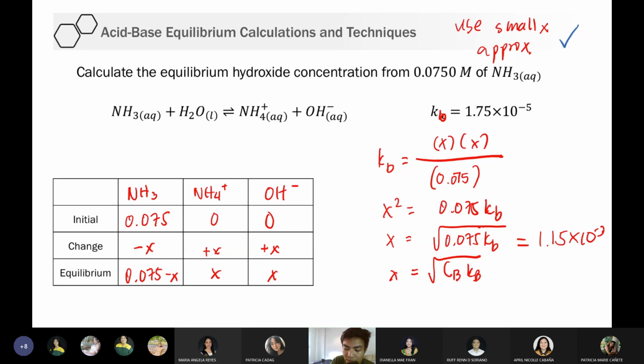Hindi dyan natatapos, ipa-plug in mo pa yung x. So, x is 1.15 times 10 raised to negative 3. Excuse me. May alikabok dito. So, 1.15 times 10 raised to negative 3. Then, for the NH3 concentration at equilibrium, subtract mo na lang yan.